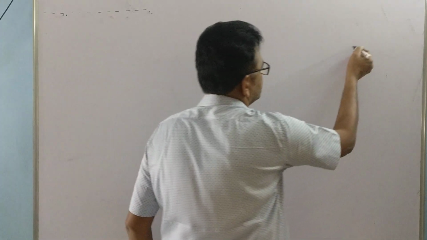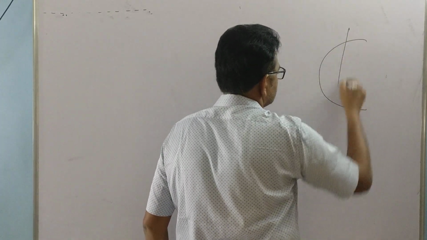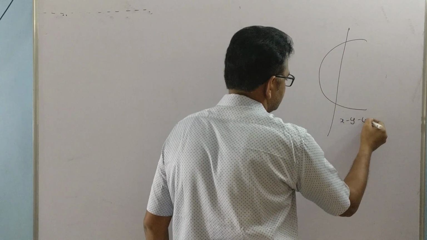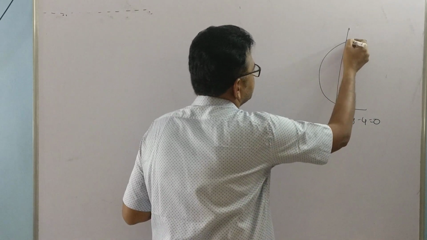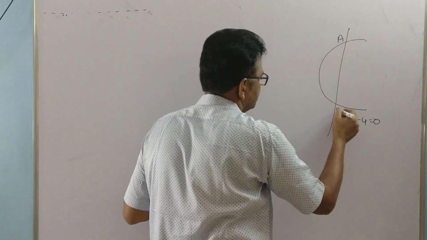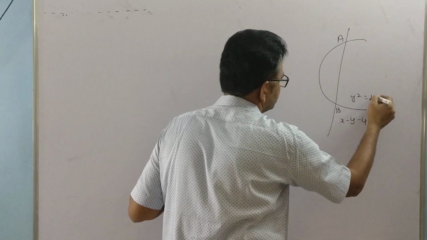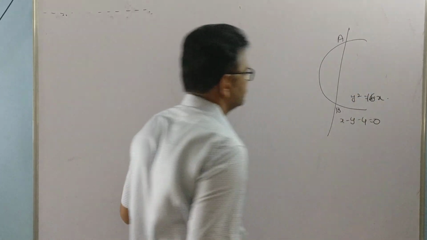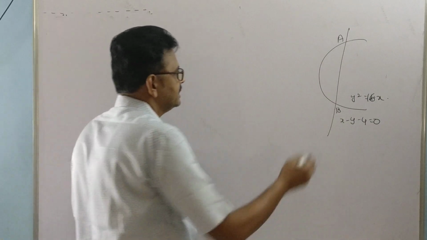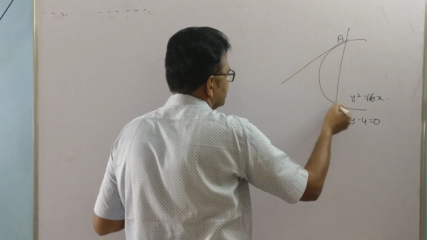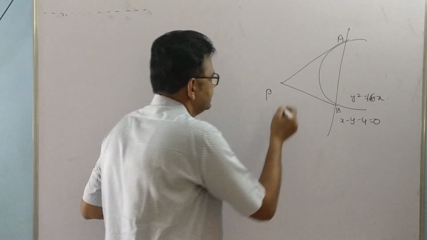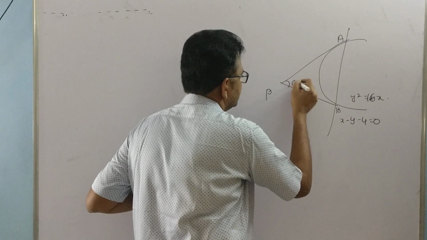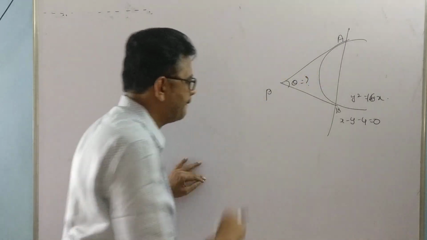Suppose, see here, the line x minus y minus 4 equal to 0 cuts the parabola at two points A, B. The parabola is given as y square equal to 16x. Tangents at A and B intersect at the point P. Then what is the angle between the tangents? The question is given like this.